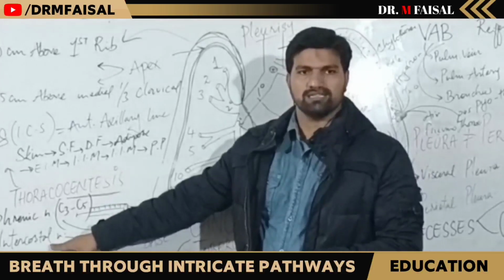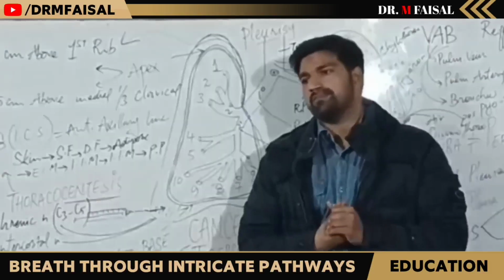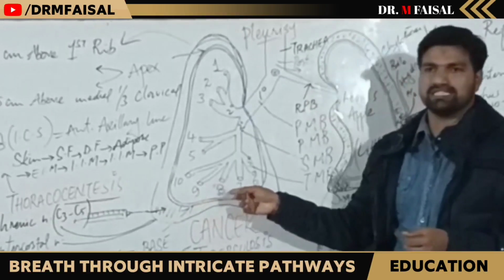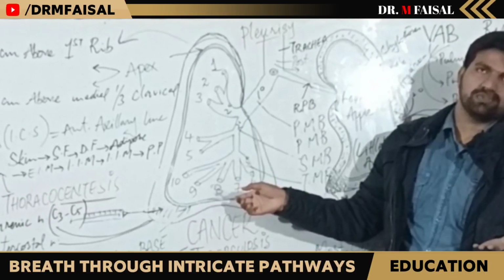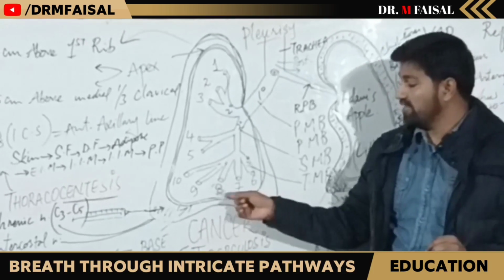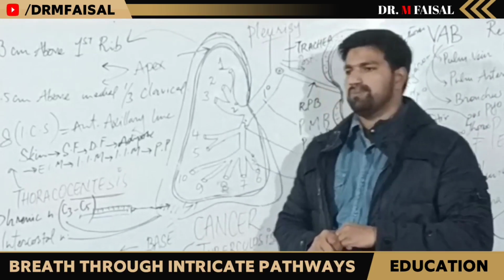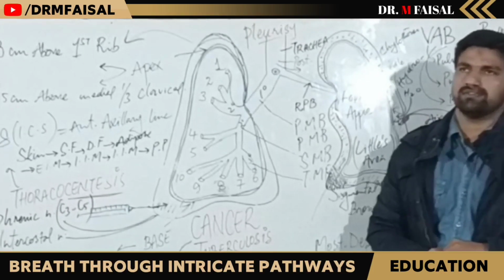Then the intercostal nerve. These both nerves are innervating the parietal pleura, which has the pain receptors. But the visceral pleura gets innervation from the sympathetic nervous system, T2, T3, T4, and T5. This is the innervation of the visceral pleura. Don't forget this also. It does not have pain receptors.